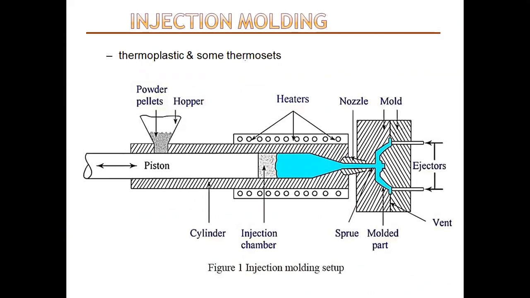So here you can see the injection molding. This injection molding is a manufacturing process for producing parts by injecting the material into a mold. Injection molding can be performed with a host of materials including metals, glasses, elastomers, and most commonly thermoplastic and thermosetting polymers.